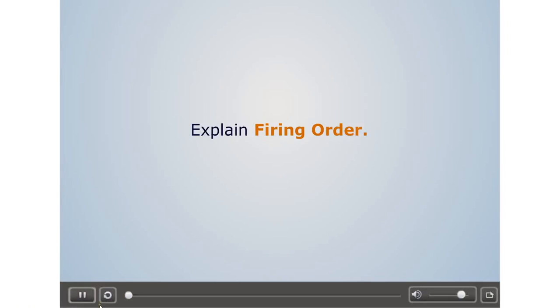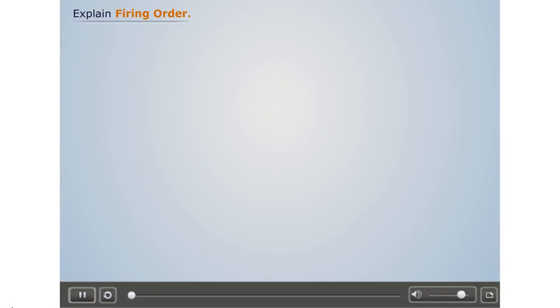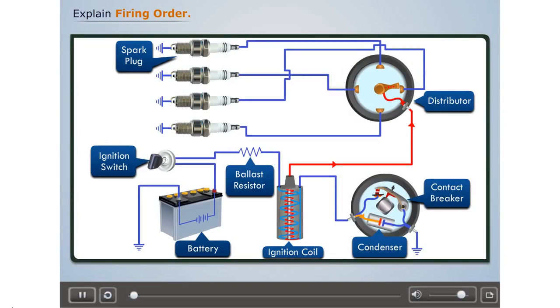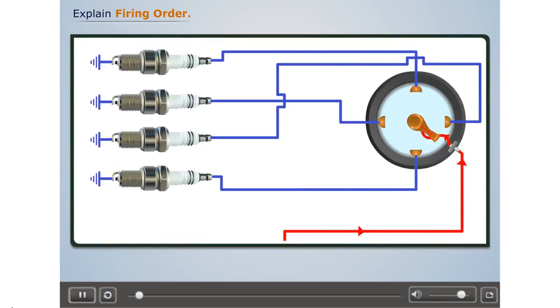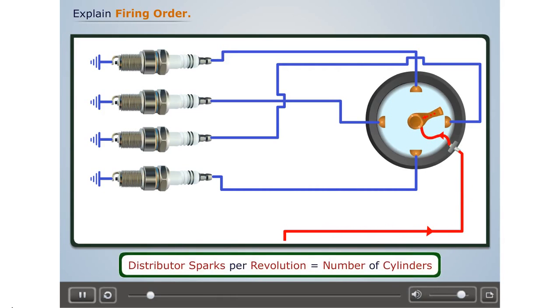Explain firing order. We know that in an ignition system, the distributor passes the spark to each of the spark plug leads one at a time. So we can say that in one revolution, the number of sparks produced by the distributor is equal to the number of cylinders in the engine.